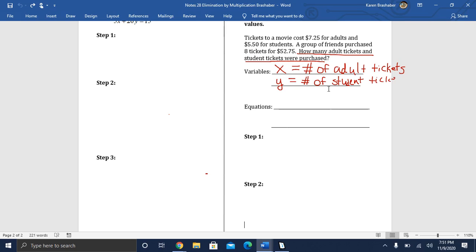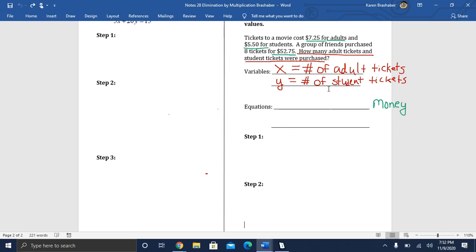And then we will go back and look at the statements in the reading. So it says, first of all, tickets to a movie cost $7.25 for adults and $5.50 for students. And then you'll see that we have a total cost here of $52.75. So as I set up equations like this, oftentimes there is an equation that has all the money values in it.